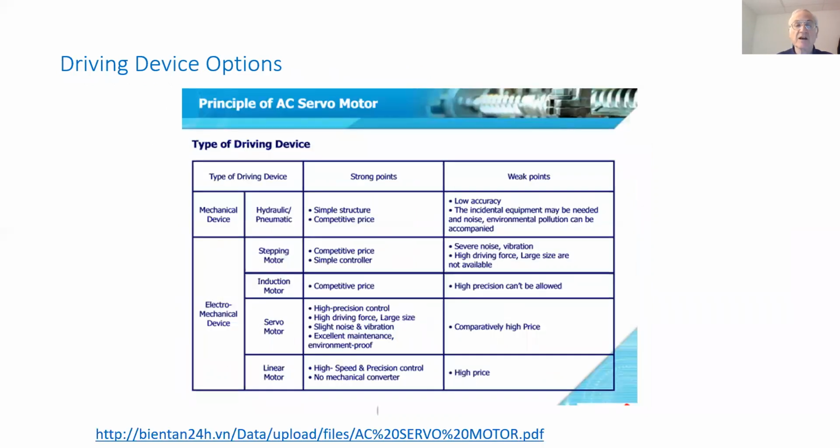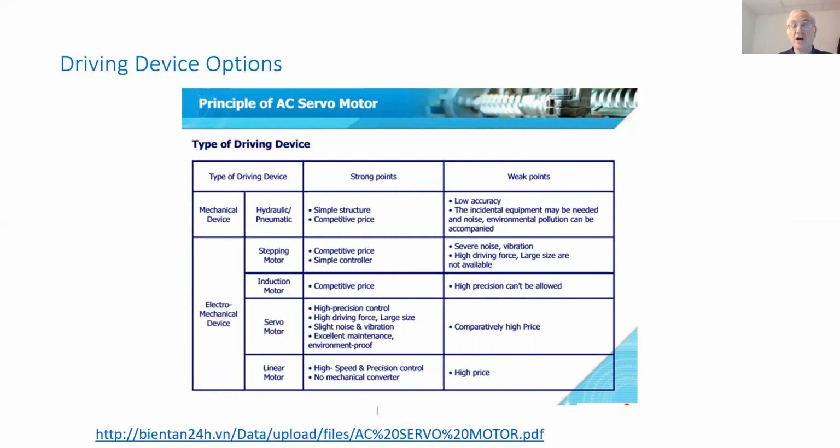The types of motion drivers and motors that we typically see in industry include hydraulic and pneumatic, which are simple structure and competitive in price. And as far as the electromechanical, the stepping motors are considered to be a competitive price with simple controller. Induction motors are also competitive price.